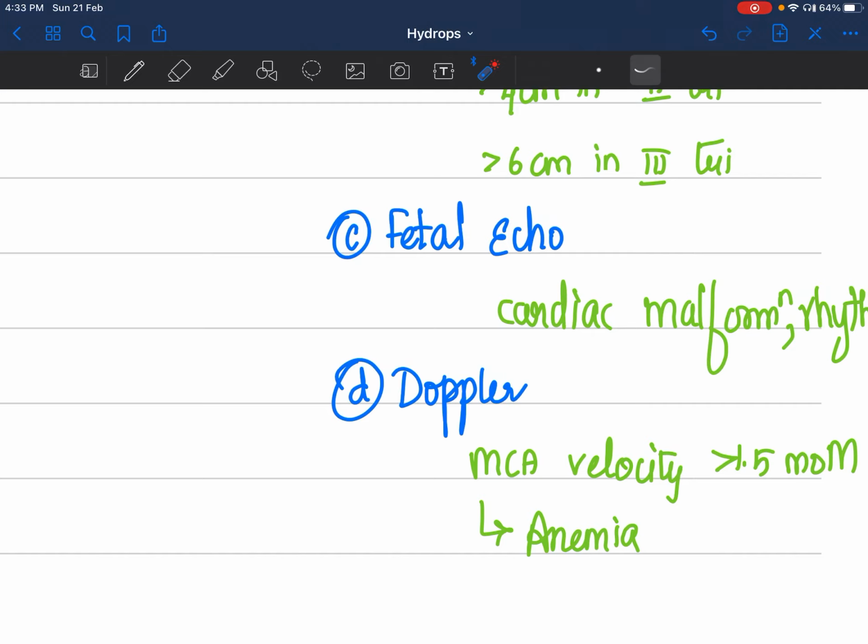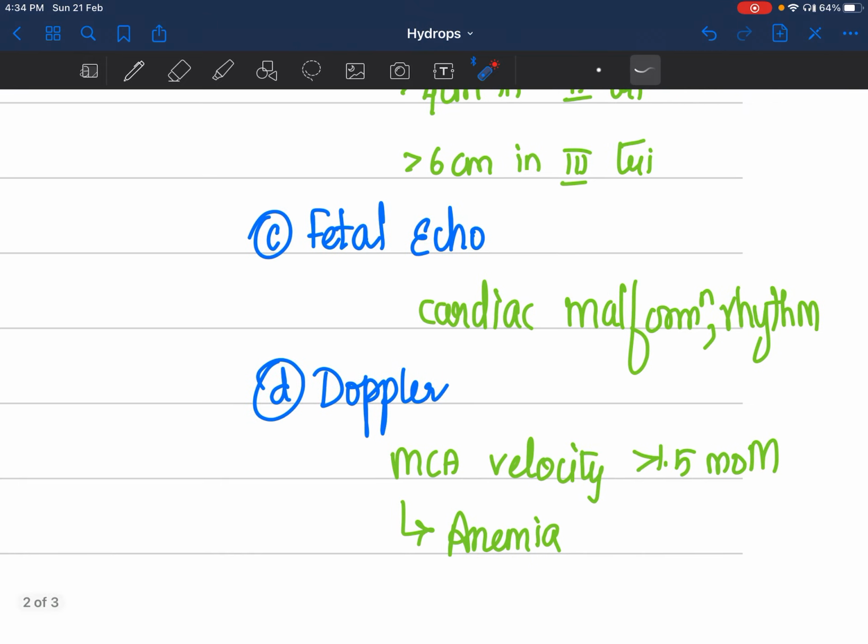Now you look at the baby. See if you can find some cause from the ultrasound. What are the things you will be looking for? You can try to look at fetal echo to look for any cardiac malformation or rhythm problem, right? You can also look at the fetal ultrasound to see if there is a mass, a thoracic mass, a teratoma, a CPAM. It can be anything. So chylothorax, that you will look for.